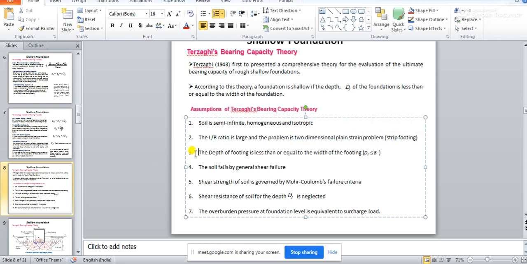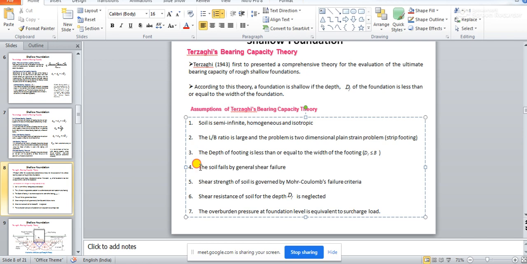Now point number 3, the third assumption, is a very simple assumption. Without this assumption the bearing capacity equation does not work at all. We have already discussed it: the depth of the footing is less than or equal to the width of the footing. That is the basic assumption for Terzaghi's bearing capacity, that it is valid only for shallow foundations. So the depth of the footing is less than or equal to the width of the footing, that is Df is less than or equal to B. Basically this assumption says that the bearing capacity theory is only valid for shallow foundations.